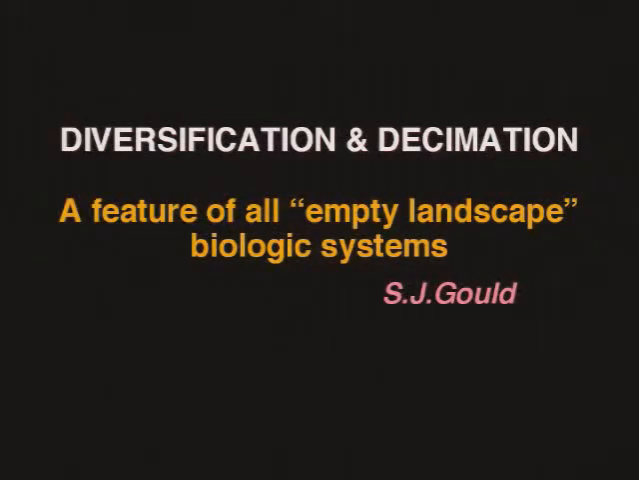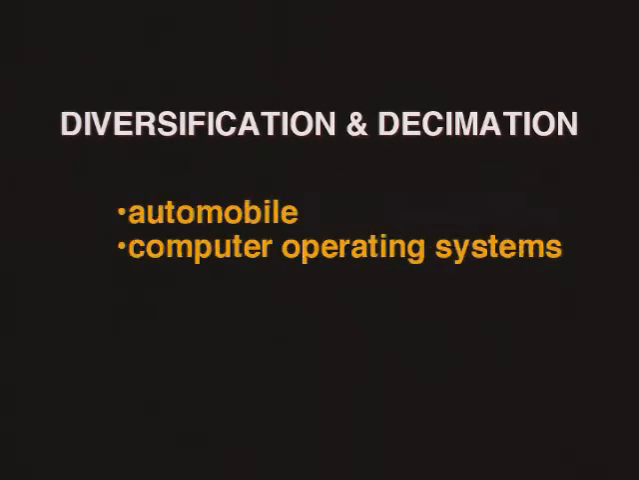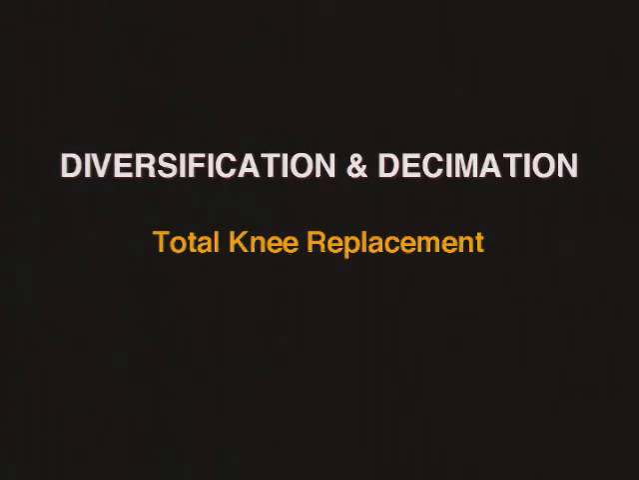Stephen Jay Gould, in his book Wonderful Life, says that this is a characteristic feature of all empty landscape biological systems. Stuart Kauffman, who's a systems guy, said that it is the feature of all complex systems evolving in an empty landscape environment. For example, the automobile, when it first came about, had very peculiar forms, and so did computer operating systems. I mean, recall Radio Shack had their own, Compaq had their own, all these different ones, and only two have survived, really, DOS and the Apple system.